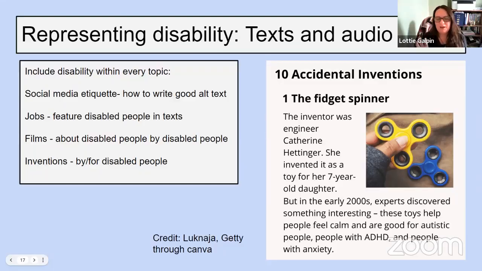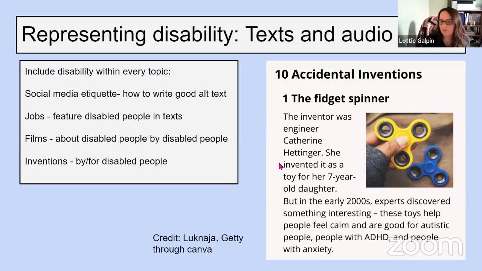And then finally, inventions, a standard ELT topic, but we can include inventions created by disabled people or for disabled people. I've got one here. We might have a text like 10 accidental inventions or 10 amazing inventions. And one of them could simply be an invention that references disability.